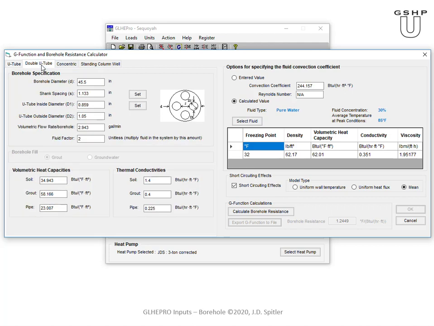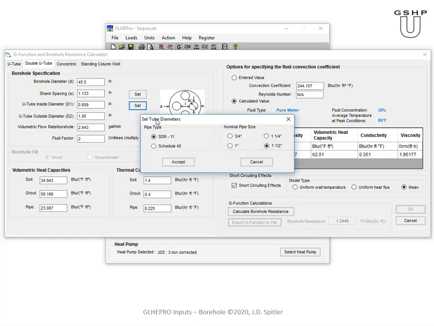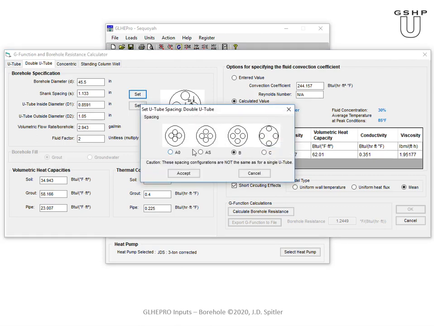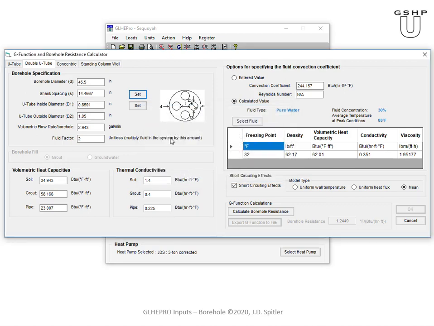If we look at double U-tube, STR11, again, we'll go with 3/4 inch pipe. And the B spacing, which is not exactly the same definition, but it's a similar idea. Okay, so we've got those set. We've got the same grout conductivity and same short circuiting effects, which make no difference for these short boreholes. Our borehole resistance is 0.5975, so that's actually gotten higher.